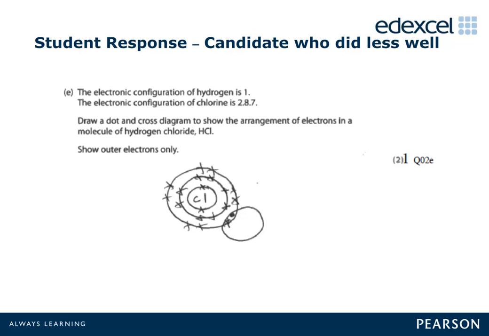At first sight, the candidate has appeared to have drawn a good dot and cross diagram, showing a clear shared pair of electrons between 2 atoms for the first mark. Unfortunately, the candidate has shown too many electrons on the outer shell of the chlorine, an extra 8 in addition to the shared pair, and so did not score the second mark.